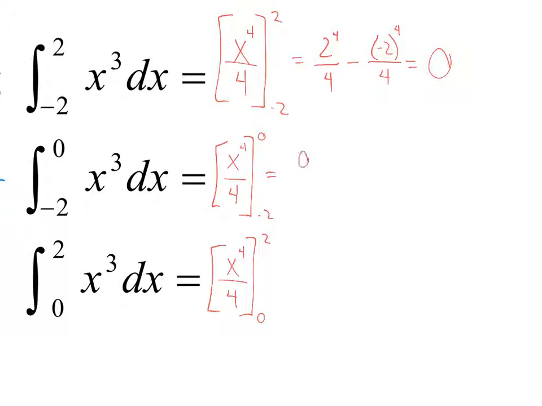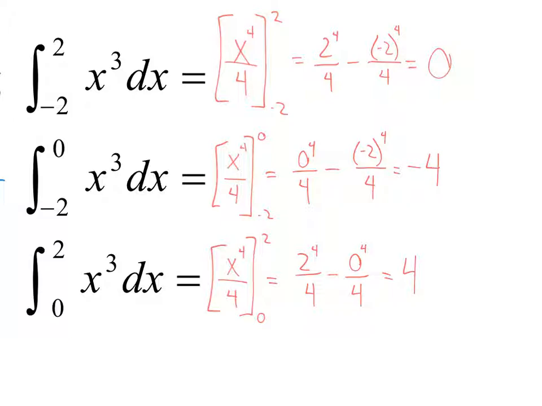If I plug in a 0 and a negative 2, you're going to get 4. I get 0 minus 4, so negative 4. And if I plug in a positive 2, minus, and then I plug in a 0, you're going to get a 4. I get a positive 4. So yeah, and then if I put those together, 4 minus 4 is 0.